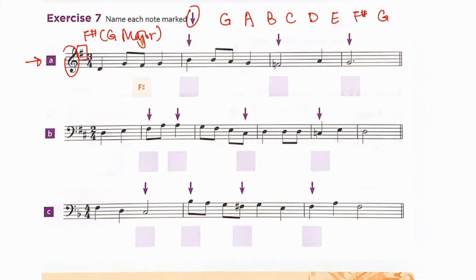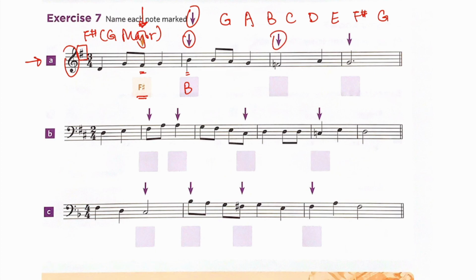So let's look at the arrowed notes. The first one is done for you, which is here. This note is F in treble clef. And because there is a sharp in the key signature, it becomes an F sharp. For the second arrow, we have a B in treble clef. And B is not affected by the key signature.